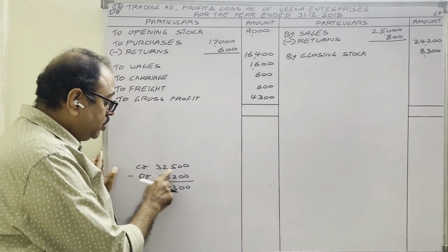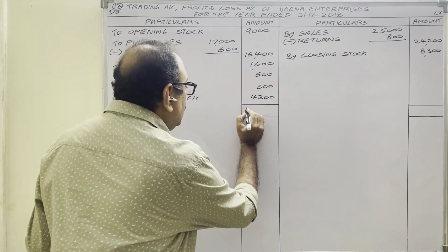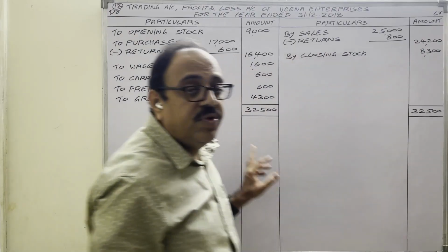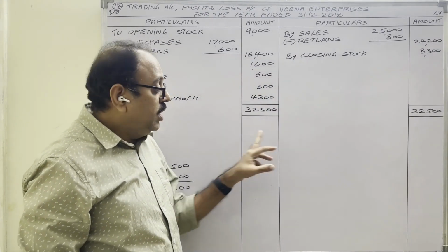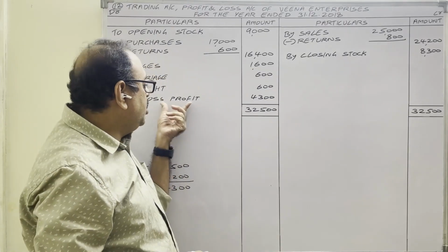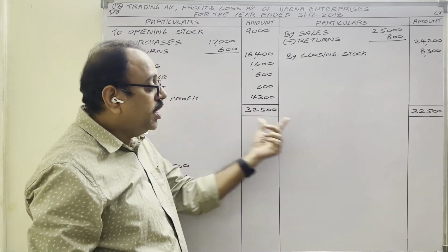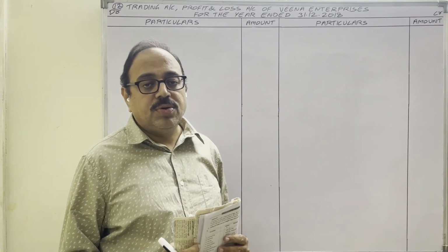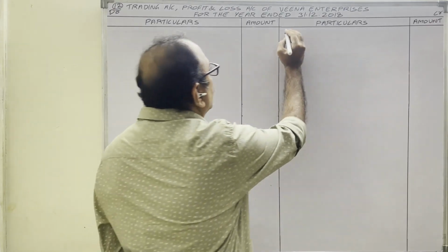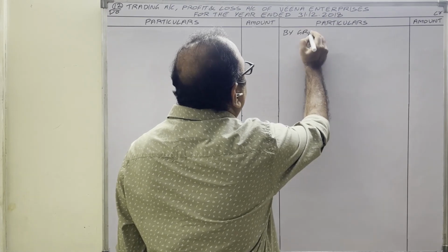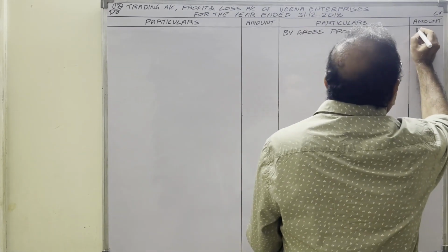Two sides highest total, 32,500 credit total. With this, trading account is completed. In the same table, continuation is profit and loss account. Debit side answer gross profit, credit side we should write. Now profit and loss account. With the gross profit we have to start now. Credit side by gross profit 4,300.